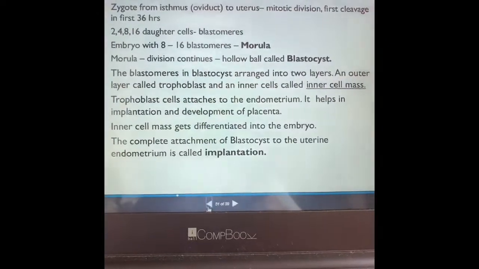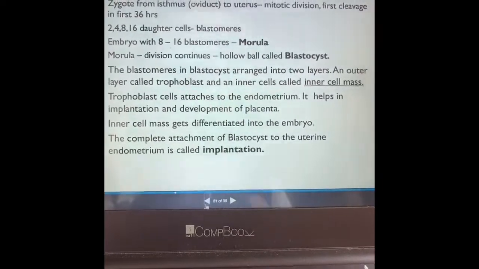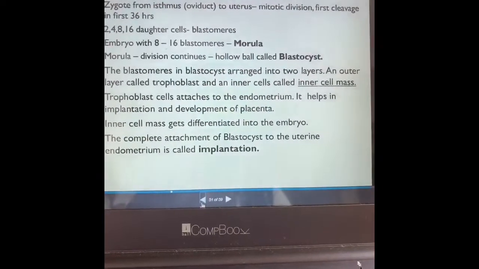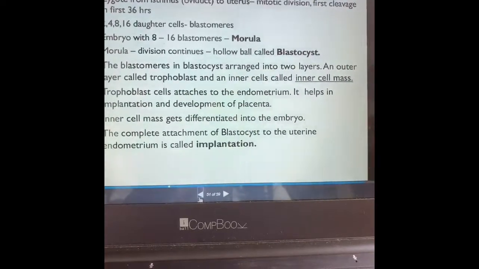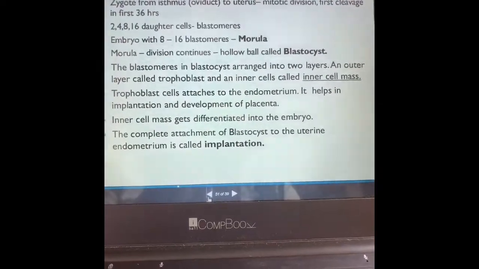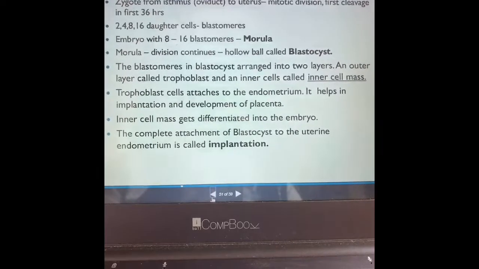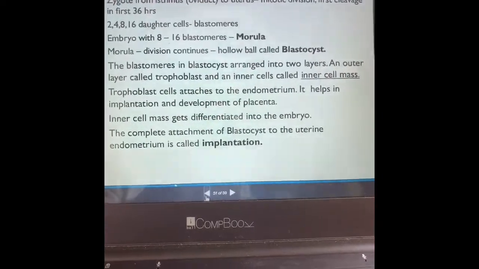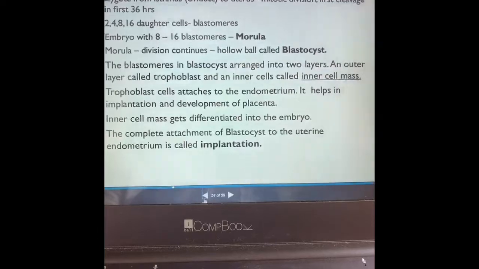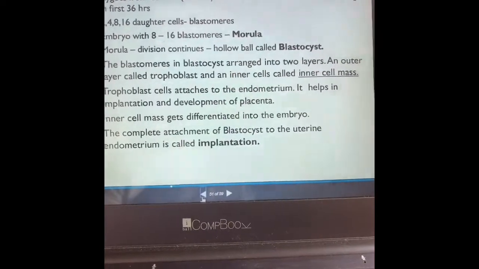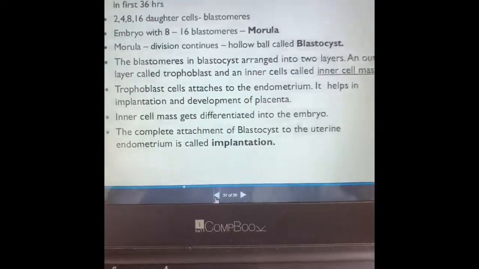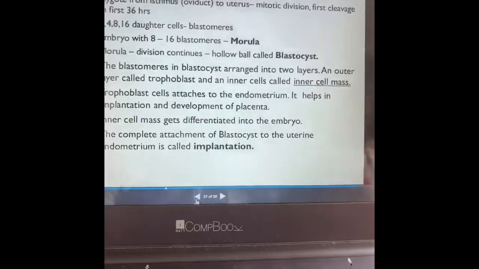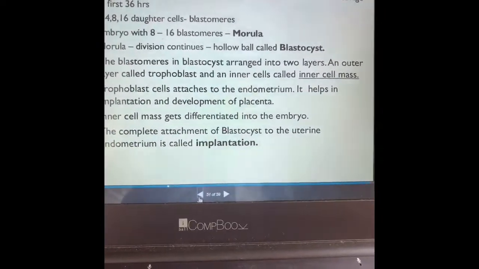So to sum up, the zygote from isthmus to uterus now undergoes mitotic division. The first cleavage is in the first 36 hours. 2, 4, 8, 16 daughter cells, blastomeres, are formed. An embryo with 8 to 16 blastomeres is known as morula. Morula division continues. A hollow ball called blastocyst is formed.